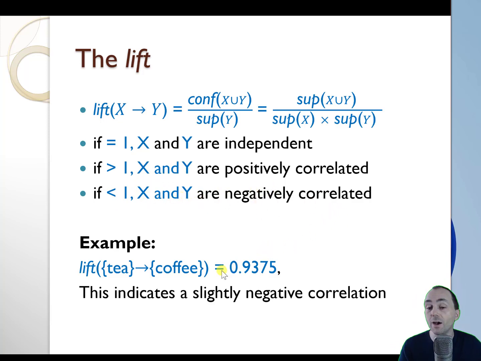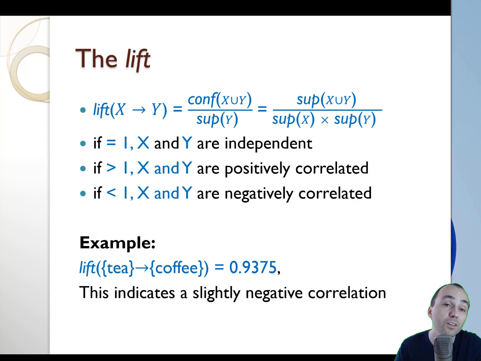So in my example, if you drink tea, the lift will be 0.93, meaning there's a negative correlation. Drinking tea makes you less likely to drink the coffee. So this is the lift. It is another measure. There are also many others in association rule mining.